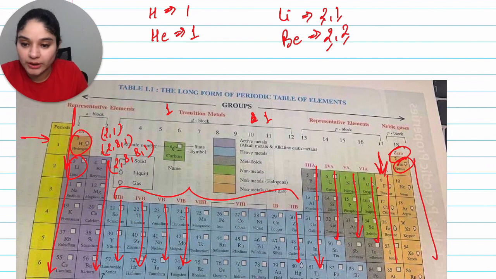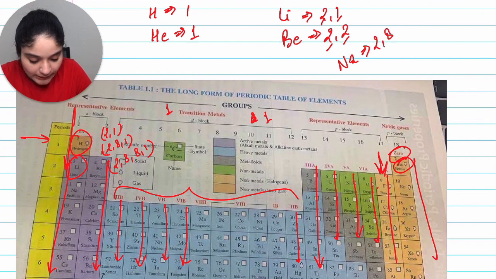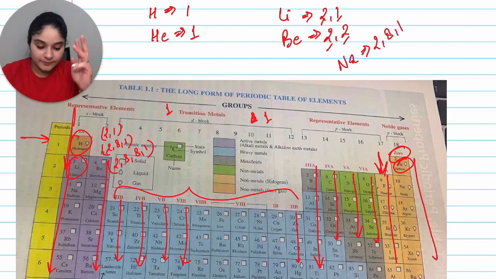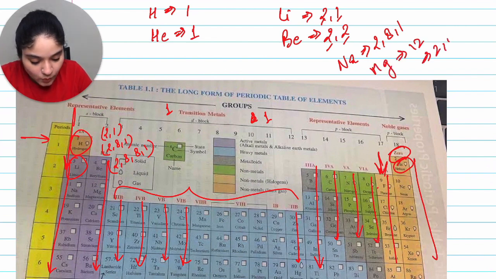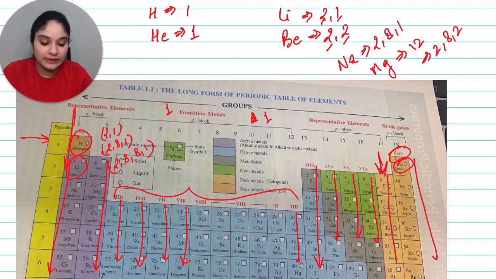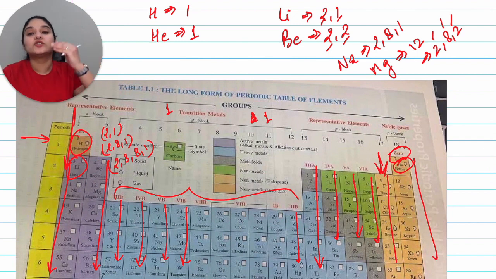Let's move to period 3. I have sodium, that is 11, so that will be 2, 8, 1, 3 shells. Let's take another one, magnesium, 12, which will be 2, 8, 2. How many shells? 1, 2, 3. So the number of shells tells you which period that element lies in, and the number of electrons in the outermost shell tells you which group it lies in.